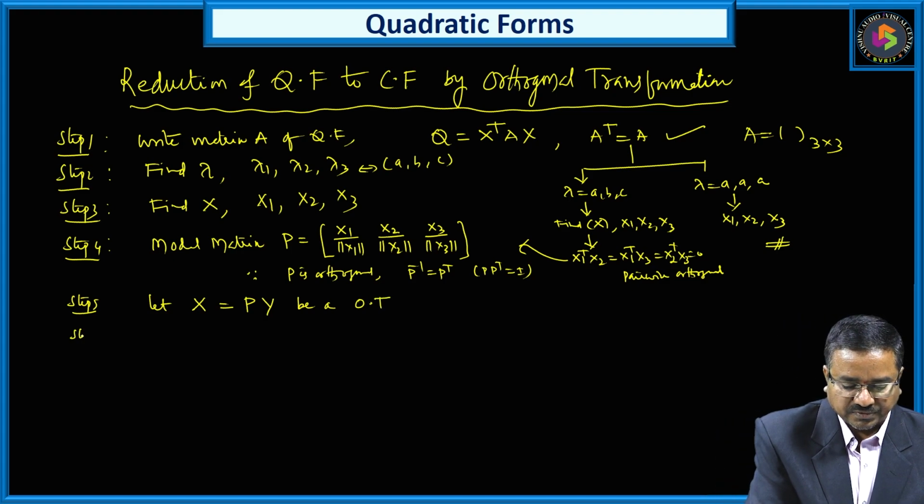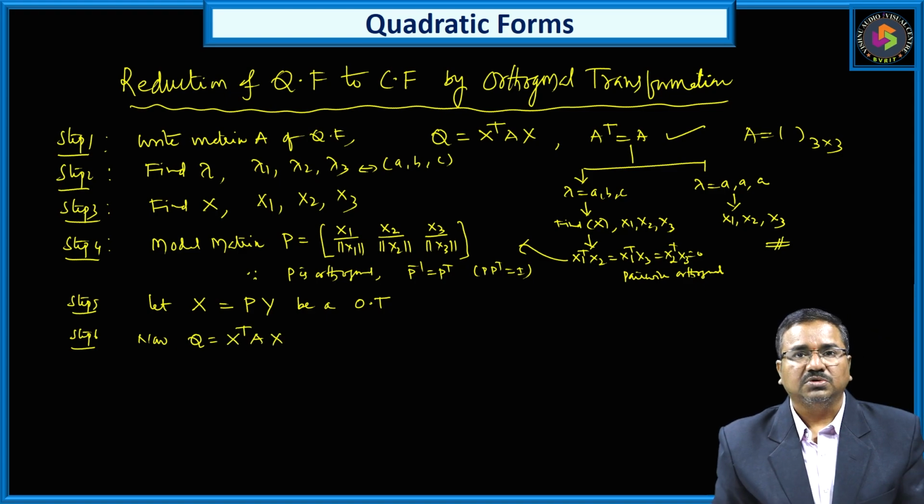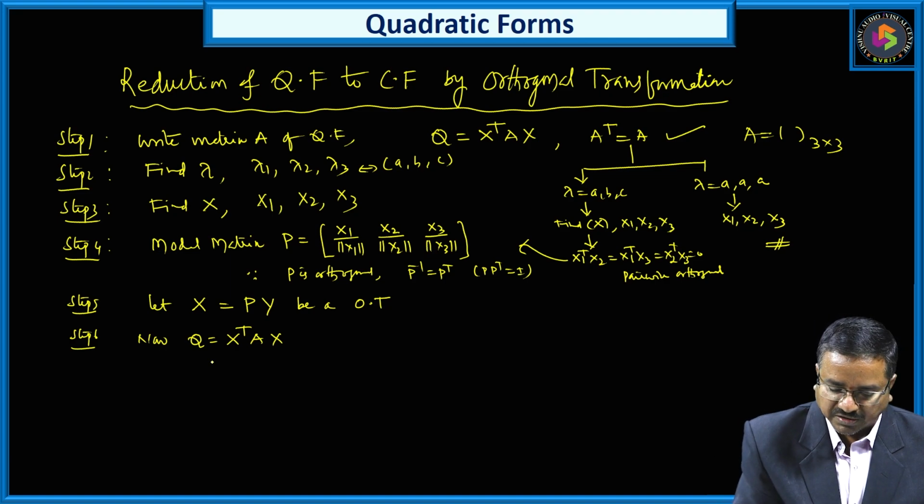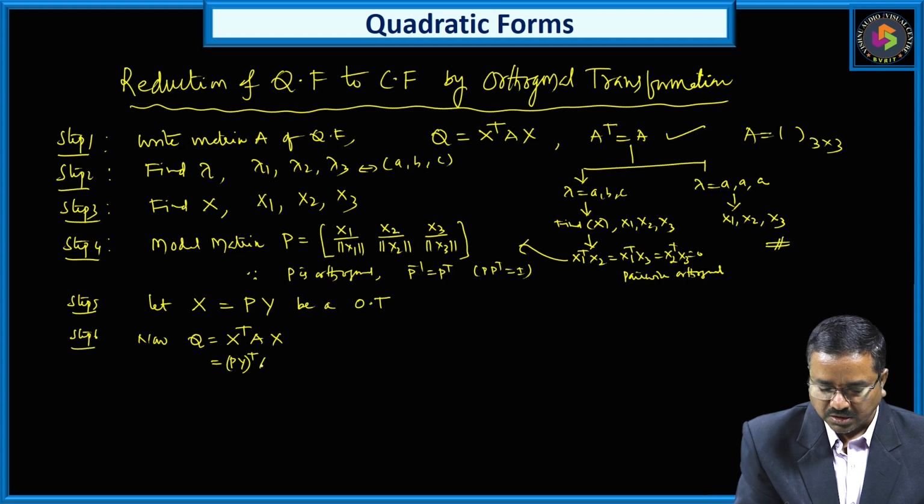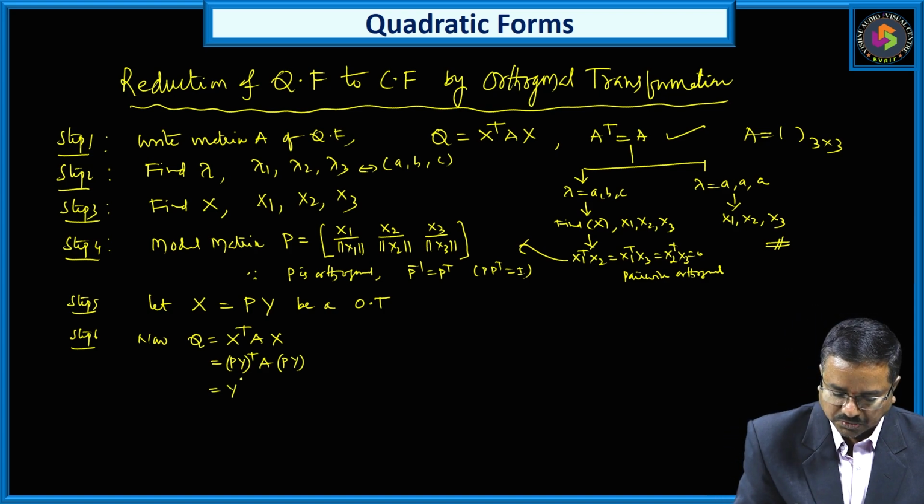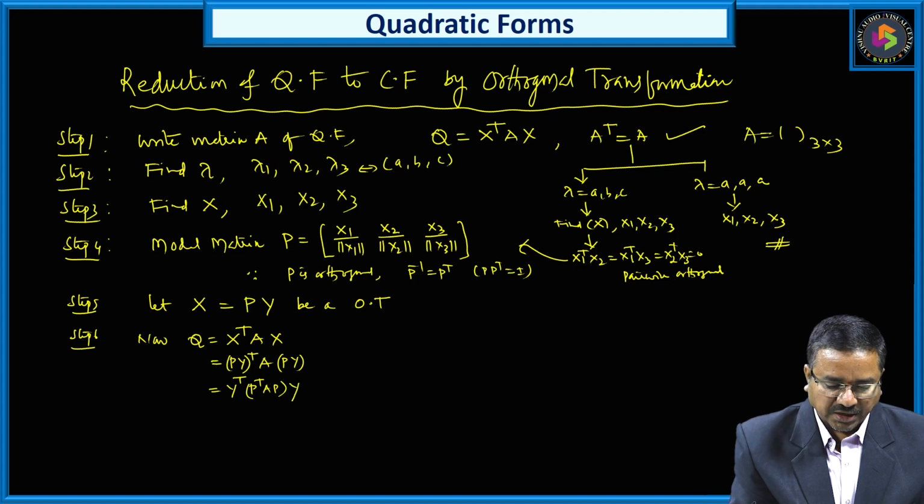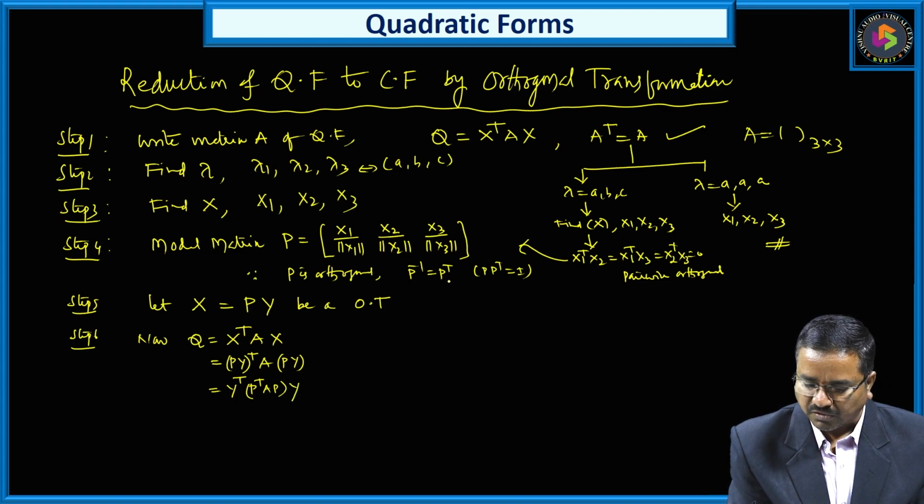Now step 5. What is the given quadratic form? The quadratic form is equal to X transpose AX. Now just replace X with PY: (PY) whole transpose A (PY). We know (AB) whole transpose is equal to B transpose A transpose, so this becomes Y transpose P transpose AP Y. Here in step 5, I am continuing after step 4.